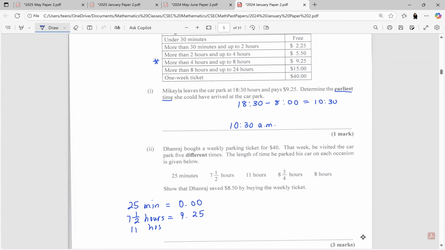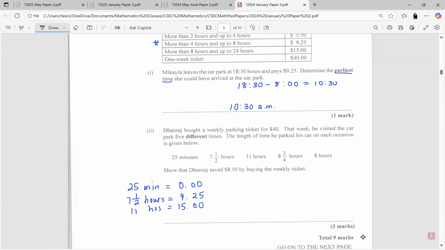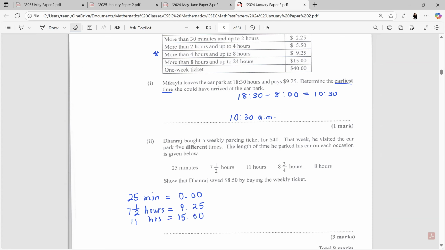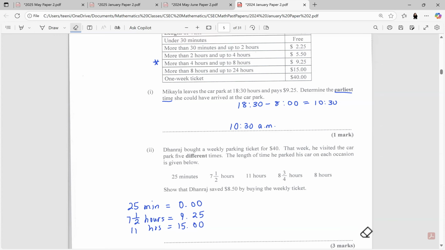Yep, $15. And then 8.75 hours. Josh, how much would he pay for 8.75 hours? Hold on. $9.25. Well, it's 8.75. So is that more than 8 hours or less than 8 hours? More than 8 hours. Right. So look at the table again and see how much you would have to pay for more than 8 hours. Oh, $15. $15. And then finally, for 8 hours alone, he would have to pay that $9.25.